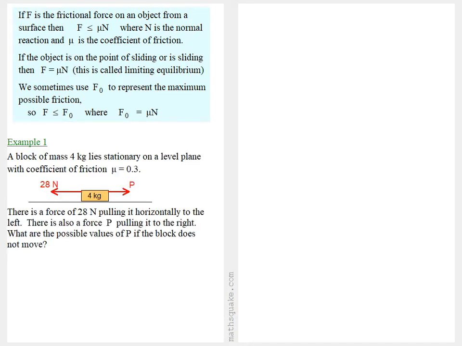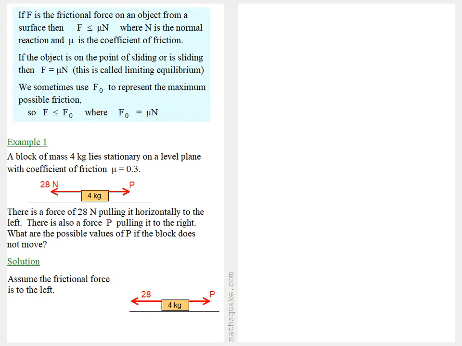Let's look at an example. A block of mass 4 kilograms lies stationary on a level plane with a coefficient of friction mu equals 0.3. There's a force of 28 newtons pulling it horizontally to the left. There is also a force P pulling it to the right. What are the possible values of P if the block does not move? Well, to solve this, we've got to consider two cases. Does it slip to the left or does it slip to the right?